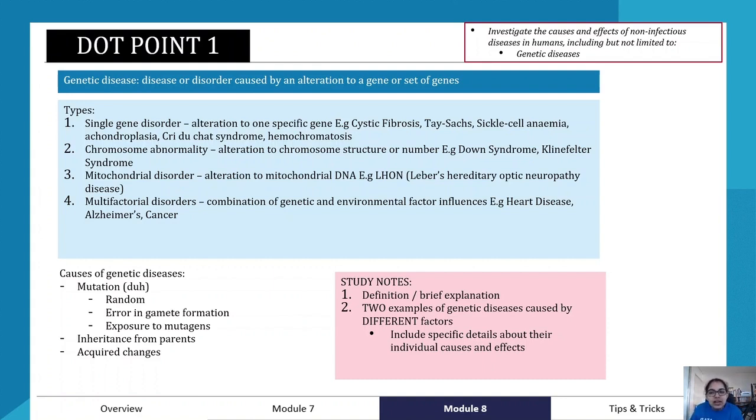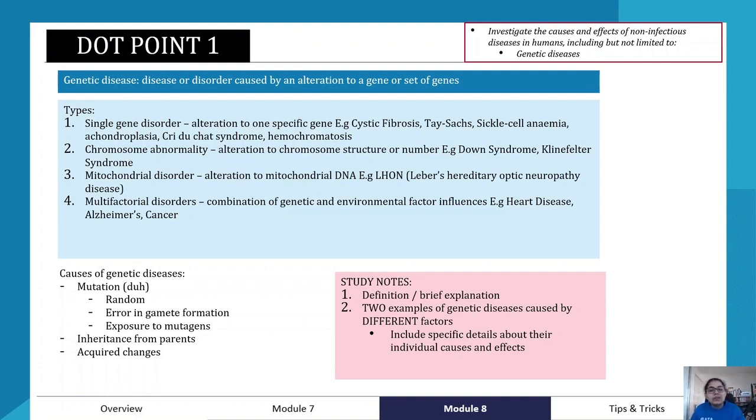So a genetic disease, as evident through the name, is a disease that is caused by an alteration to a gene or a set of genes. A single gene disorder is when there is alteration to one specific gene. For example, in cystic fibrosis, Tay-Sachs, sickle cell anemia, that is what happens. There's alteration to one specific gene.